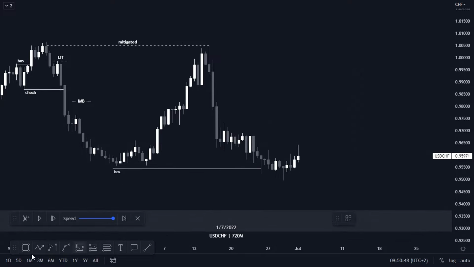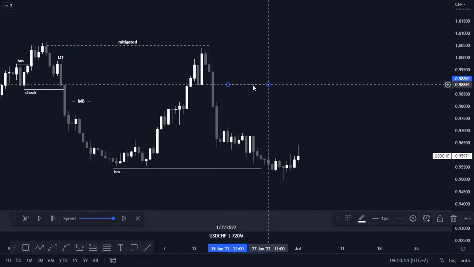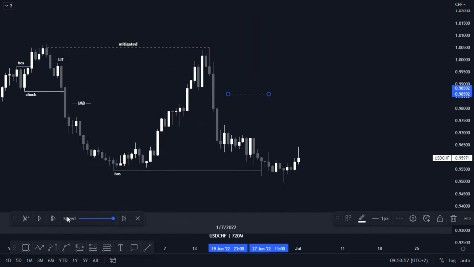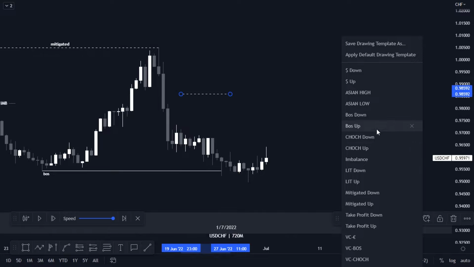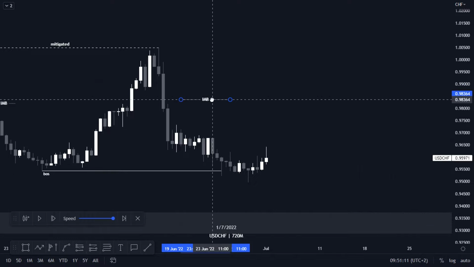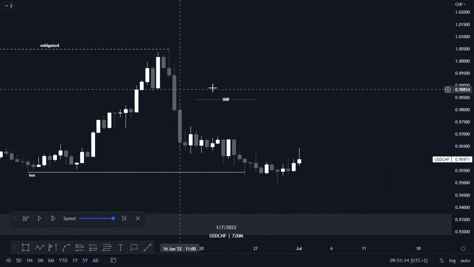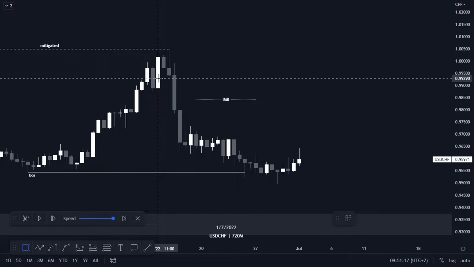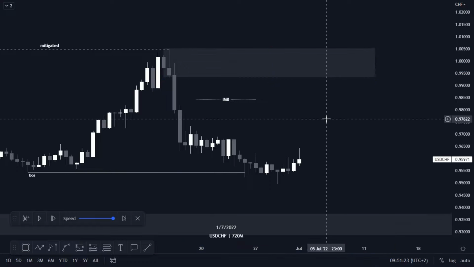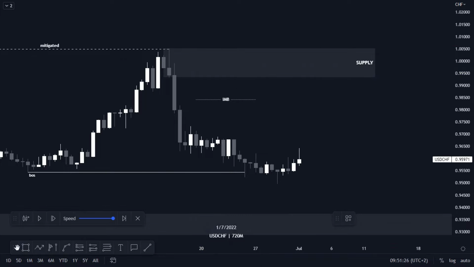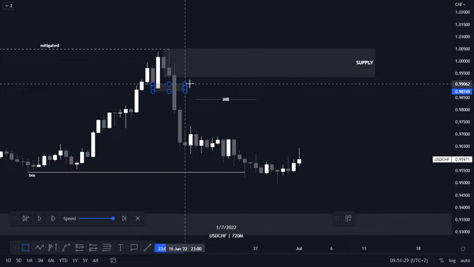Let's see what price does. You can see that here we have a form of imbalances that needs to be filled, and price pushed to the downside without any consolidation or anything. So now we will be expecting price pushing to the upside, mitigating this supply area here, or we will be entering off a breaker block at this level here.